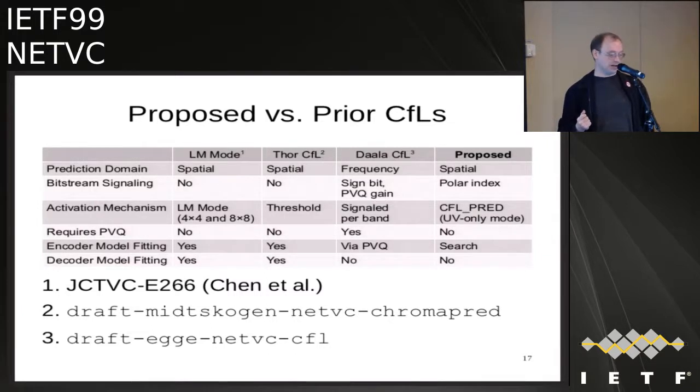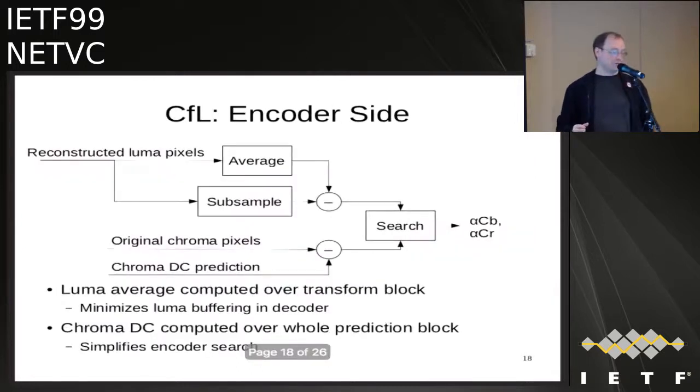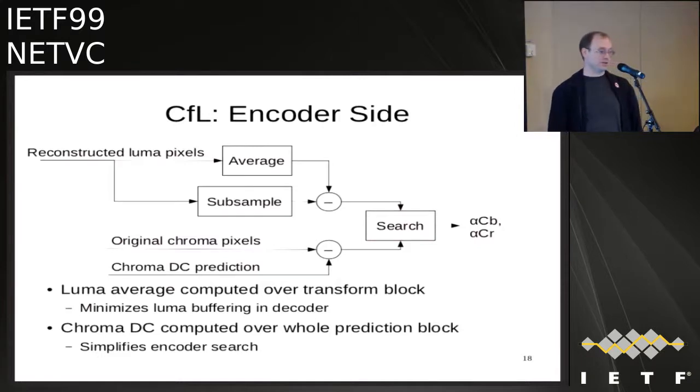Next slide. And so on the encoder side, things look like this. We start off with the reconstructed luma pixels up there on the upper left, and then we average them over an entire transform block, which computes a DC value. The idea is our linear model is going to have some constant offset, and we want to factor that out and code it as just a regular DC residual, as you would with normal transform coefficients. So we average luma pixels over the whole transform block. Then we also do any subsampling that we need to do to convert from 4:4:4 down to 4:2:0, and subtract off that constant offset. Now we're left with basically just the contribution to the AC coefficients, but still in the spatial domain.